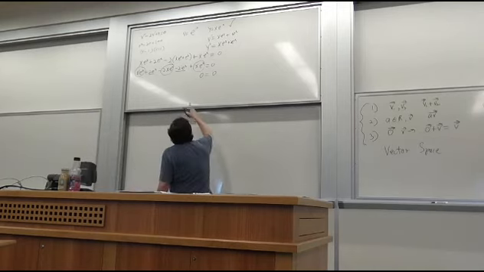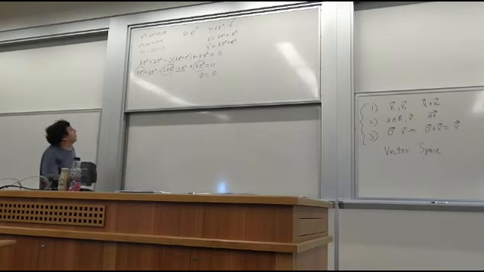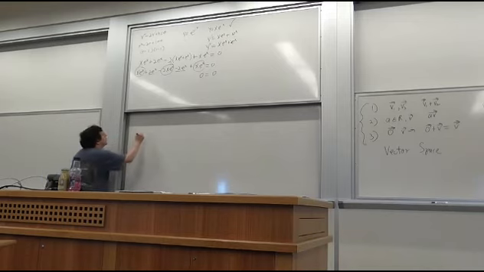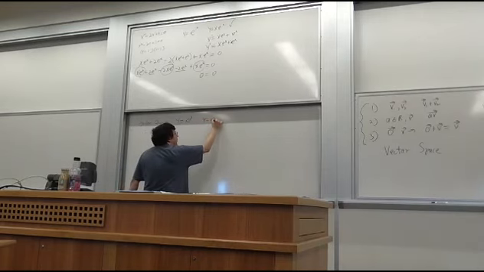I want to go back to this example up here, right? So we found that for this differential equation of order 2, we have two solutions, y equals e to the x and y equals x e to the x.